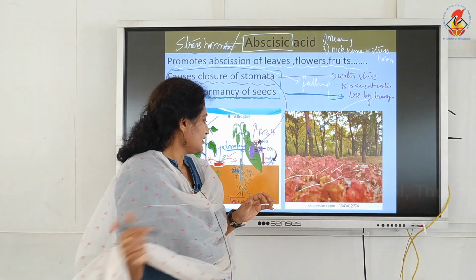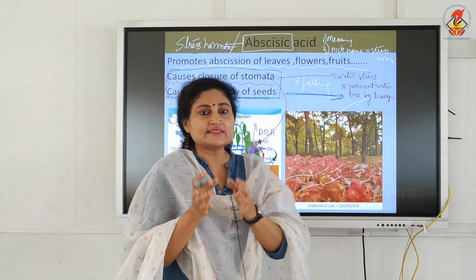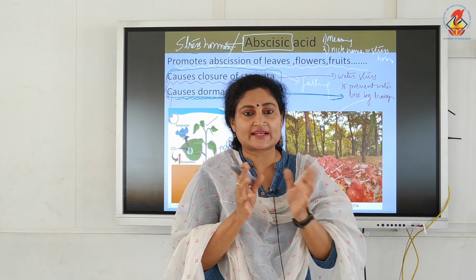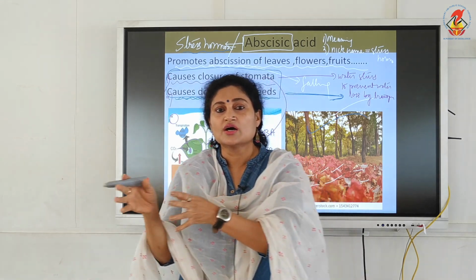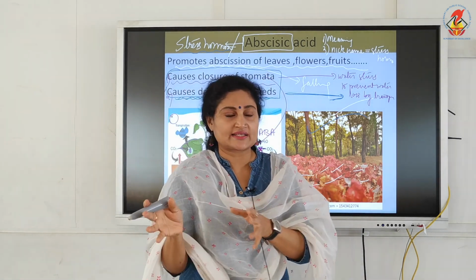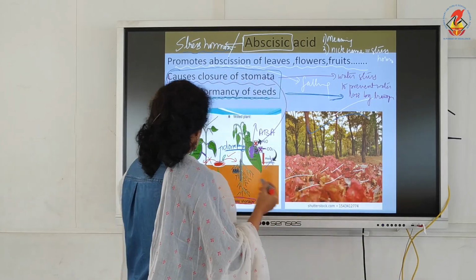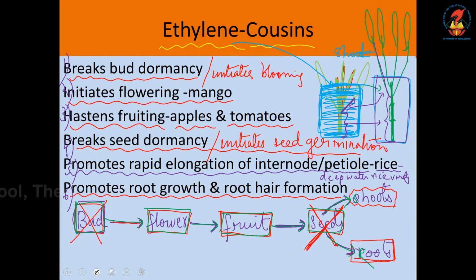Ethylene, in that case, we can't place into either of the 2 categories, whether it's a promoter or inhibitor. It is between these 2 categories. The reason is, I'll just go to the slide of ethylene. Ethylene is put under promoters as well as regulators. Promoters, when we see in the case of initiating flowering, hastening fruiting, breaking seed dormancy, breaking bud dormancy, promoting rapid ripening. Everything is promoting. So it should be positive. But why do we say ethylene is also negative?